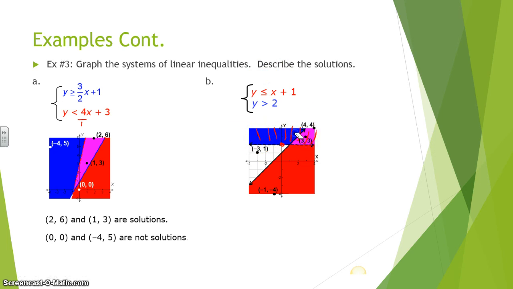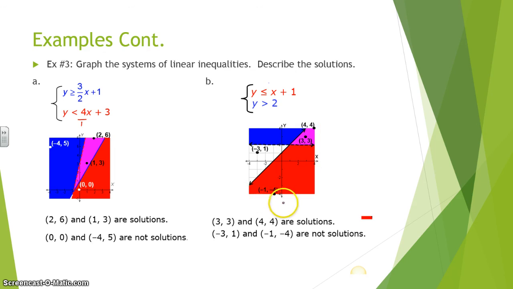Where on this graph is it so that shading takes place with both equations? It's going to be here. The purple is where both of the shading occurs for each. So what is a solution? Well, any point within the purple area would be a solution. So (3, 3) and (4, 4) are solutions, whereas (-1, -4) and (-3, 1) are not solutions.